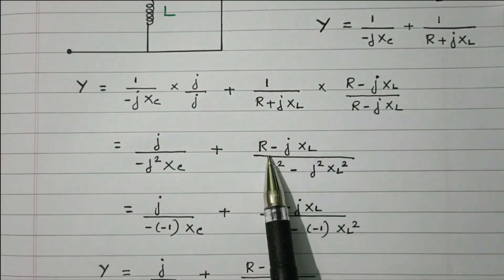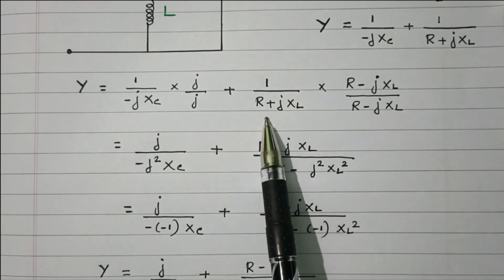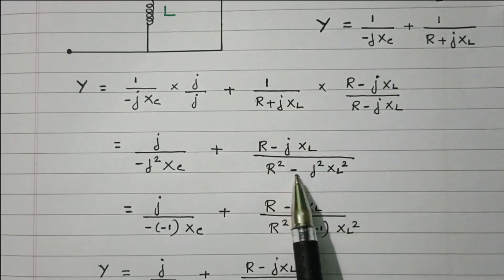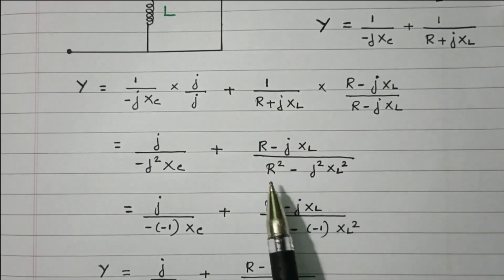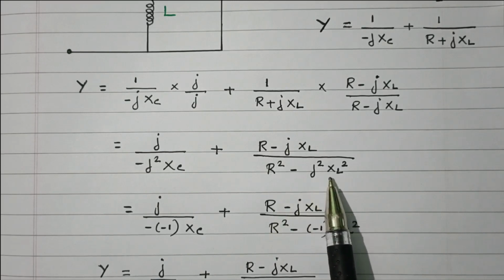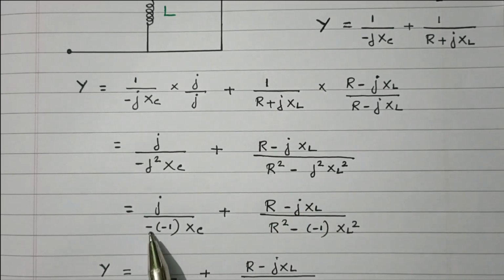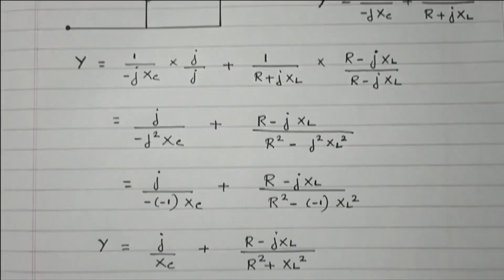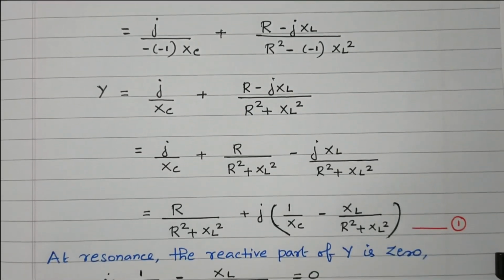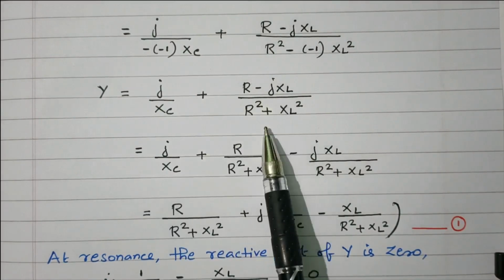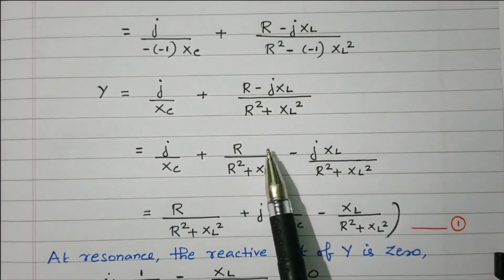This term is jR minus jXL divided by, so this is nothing but A plus B into A minus B. So that is A square minus B square. A is R square. B is jXL, j square XL square. We know that the j square value is minus 1. Here also j square is minus 1. Here minus is available, minus into minus becomes plus. Here also minus into minus becomes plus. So j divided by XC plus R minus jXL divided by R square plus XL square.